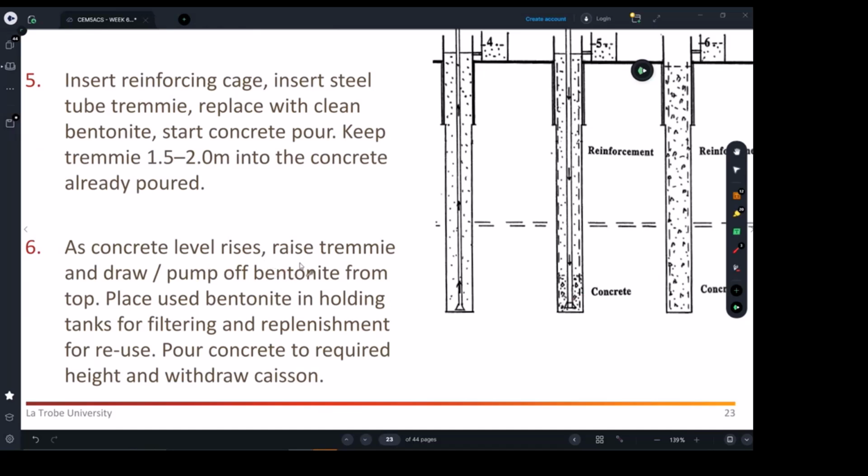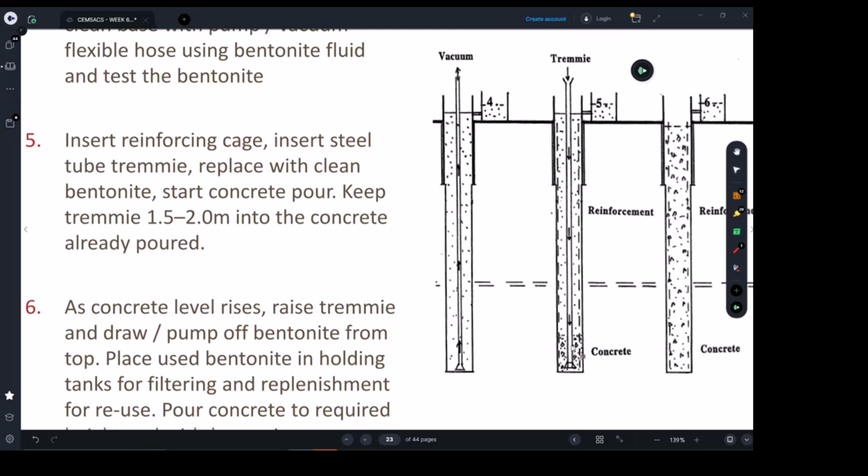As the concrete level goes up, they will pull up the tremie or the tube. While the bentonite is going out as you pour concrete, the concrete will be pushing the bentonite out. Usually the concrete viscosity is lower than the bentonite, and the bentonite will be physically pushed out of the hole and then collected by the tank again. Collected by the tank, it can be cleaned up and reused in a different project or a different pile.